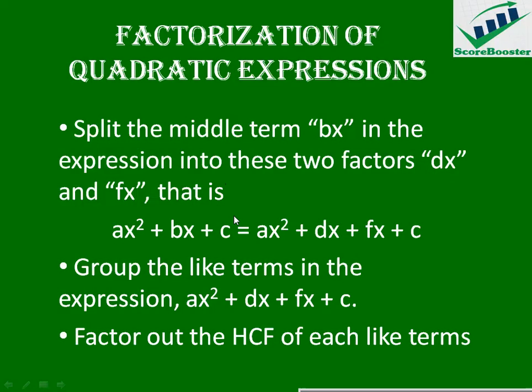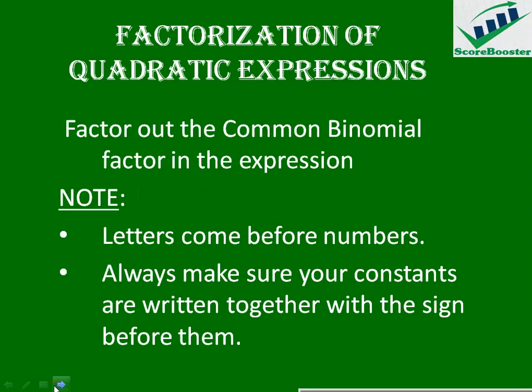So this is your original quadratic expression. You split the middle term bx and write it in the form of the addition of dx and fx. So this quadratic expression can then be written as ax squared plus dx plus fx plus your constant term, which is c. Now you group the like terms in this rewritten expression, and then you factor out the HCF of each of the like terms, and then you factor out the common binomial factor in the expression. Note that letters come before numbers, and always make sure your constants are written together with a sign before them. This is very important.